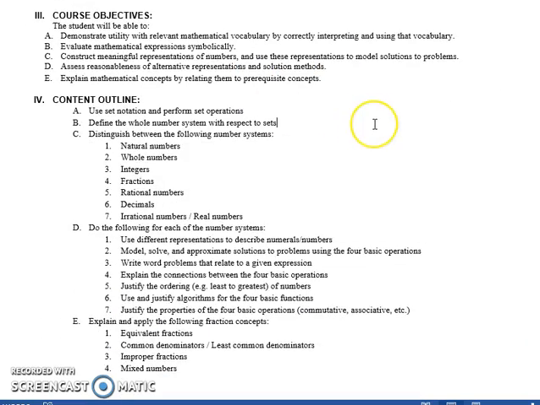This is the content outline. We're going to be dealing with chapters 2 through 9 in the textbook. This is the textbook we're going to be using. It's Mathematical Reasoning for Elementary Teachers. It's the 6th edition by Long, Temple, and Millman.